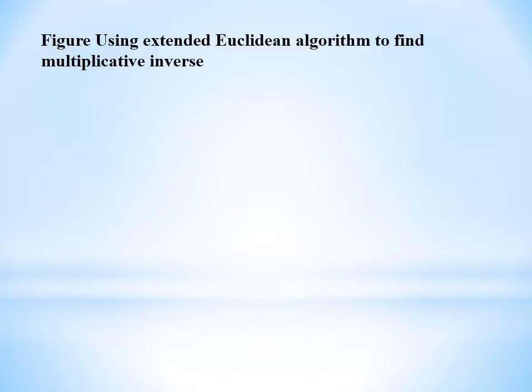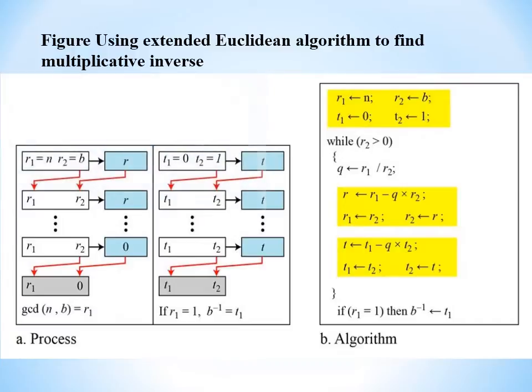Using the extended Euclidean algorithm to find the multiplicative inverse. The following figure gives us an idea. The algorithm is shown in figure B and the process is shown in figure A. Here we can see that the number n is assigned to R1 and the number B, of which we need to find the multiplicative inverse, is assigned to R2. 0 is assigned to T1 and 1 is assigned to T2.